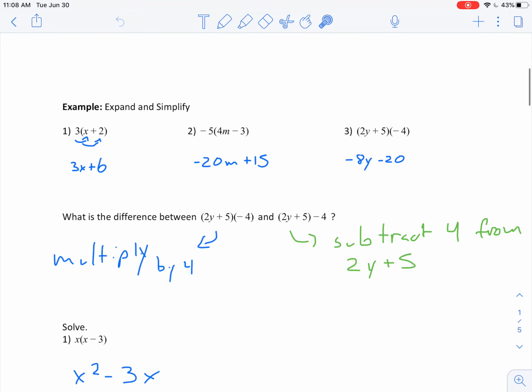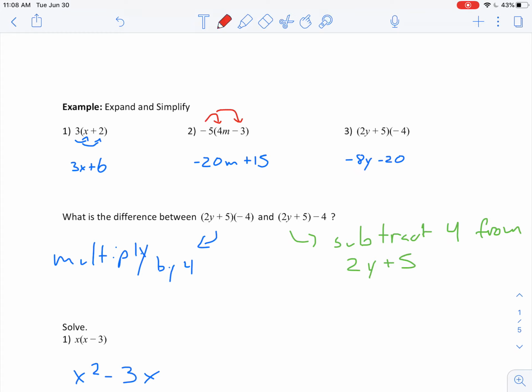So quickly expanding and simplifying. I'm going to distribute 3 into x plus 2. So 3 times x and 3 times positive 2 gives me 3x plus 6. I have negative 5 times 4m minus 3, negative 5 times 4m, and negative 5 times negative 3. I'll just write this out. Negative 5 times 4m, negative 5 times negative 3. I end up getting negative 20m plus 15.